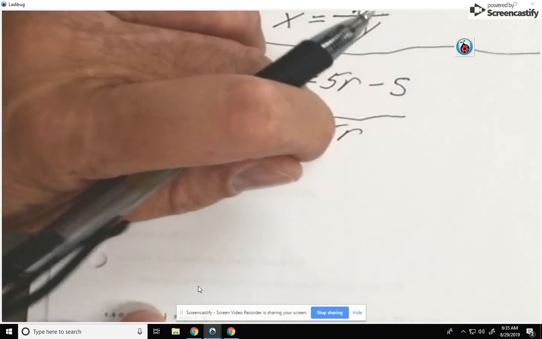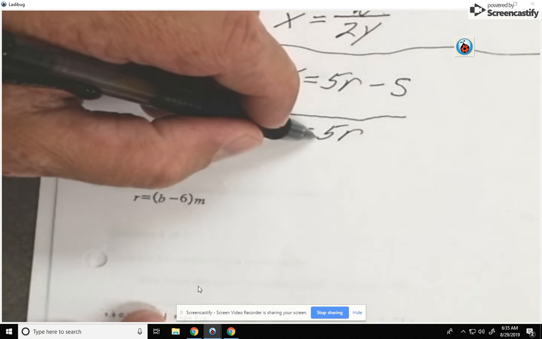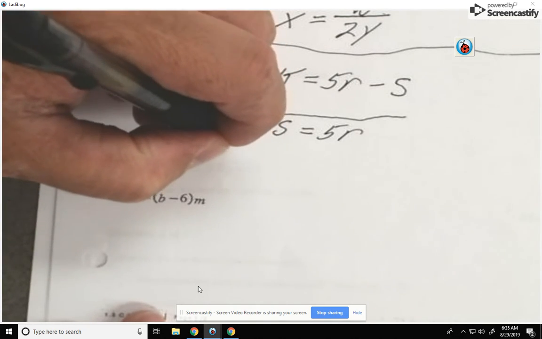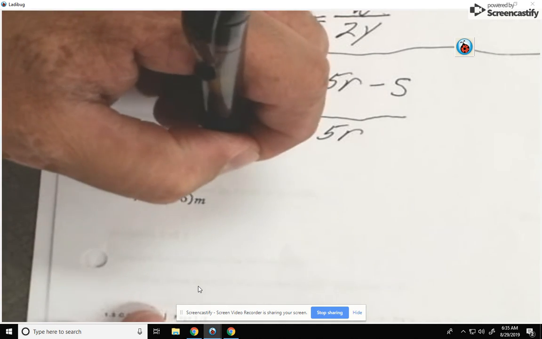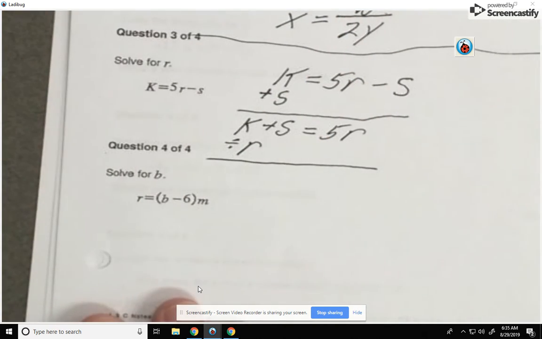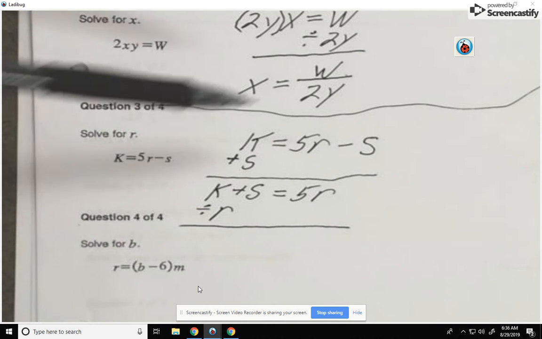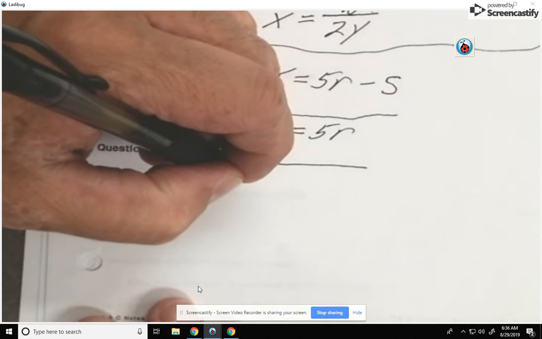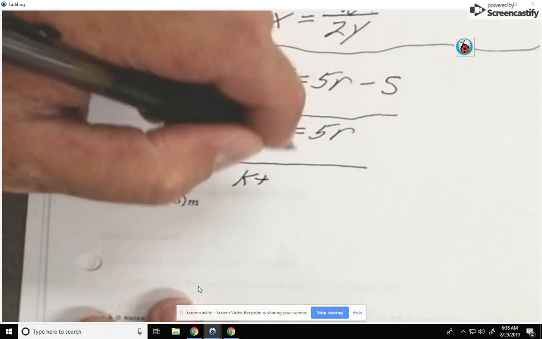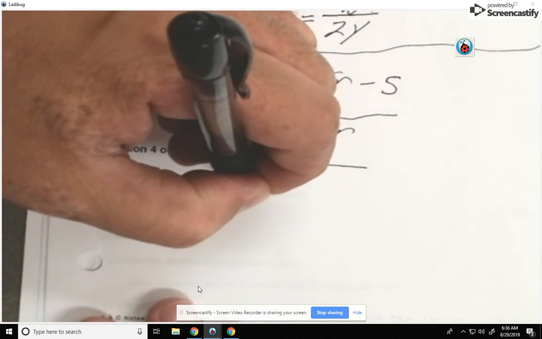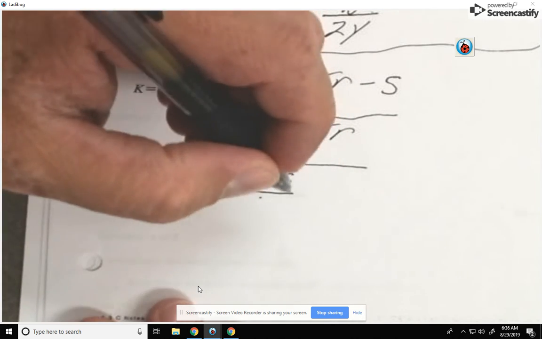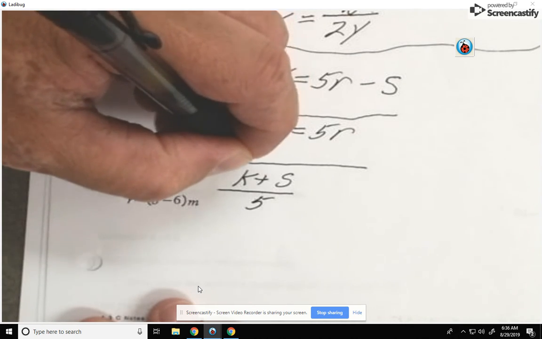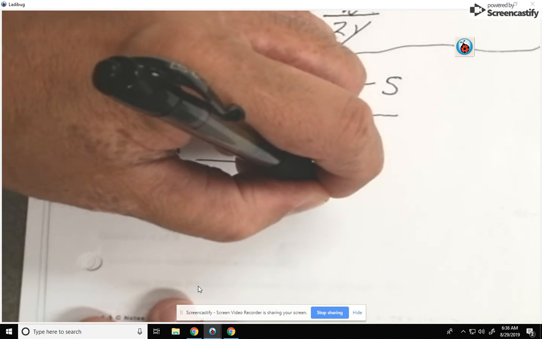From here, since we have a 5 on our r, we're going to have to divide by the 5. Just like we did in the last problem, we end up with a fraction. In this case, we end up with k plus s all over 5 equals our r value.